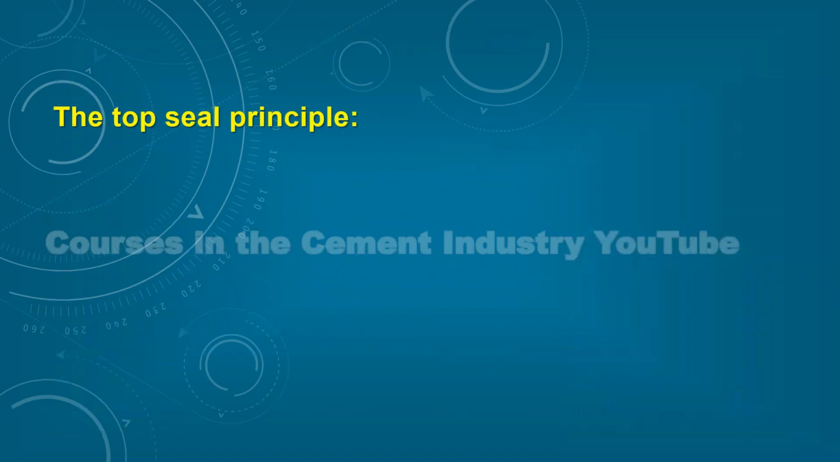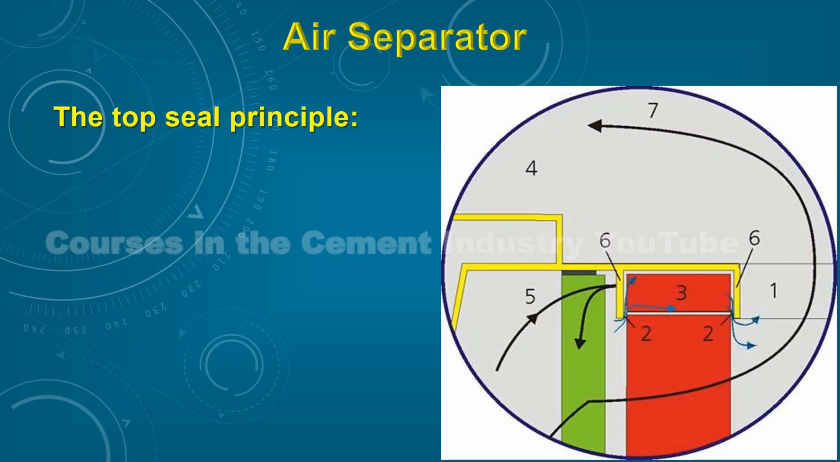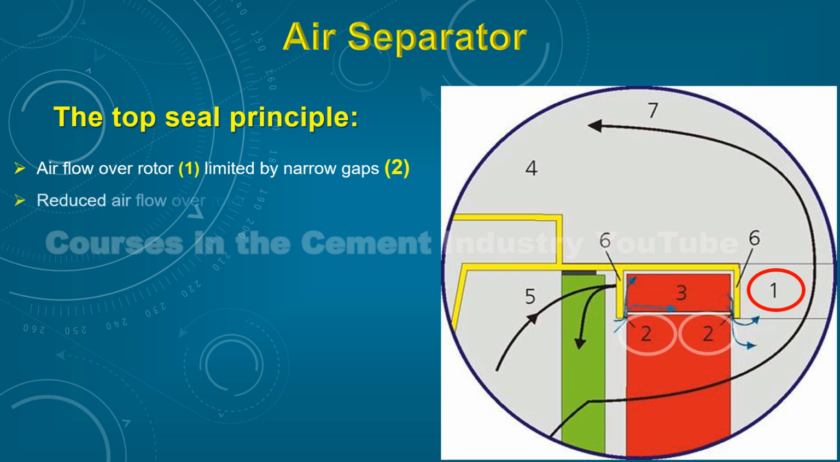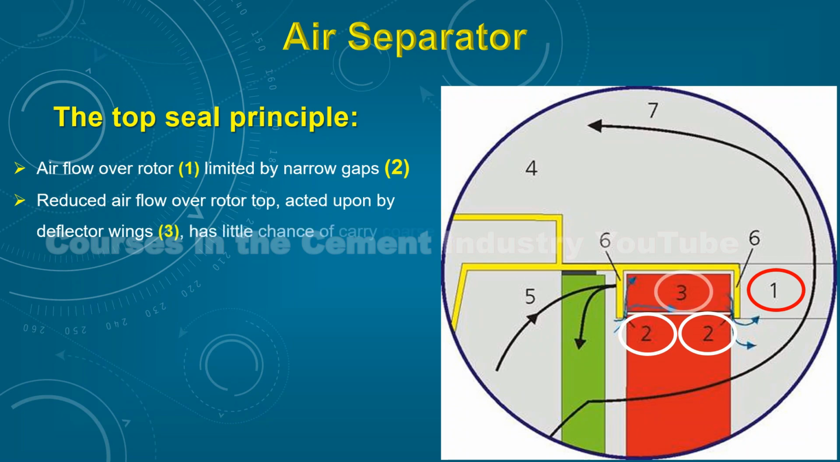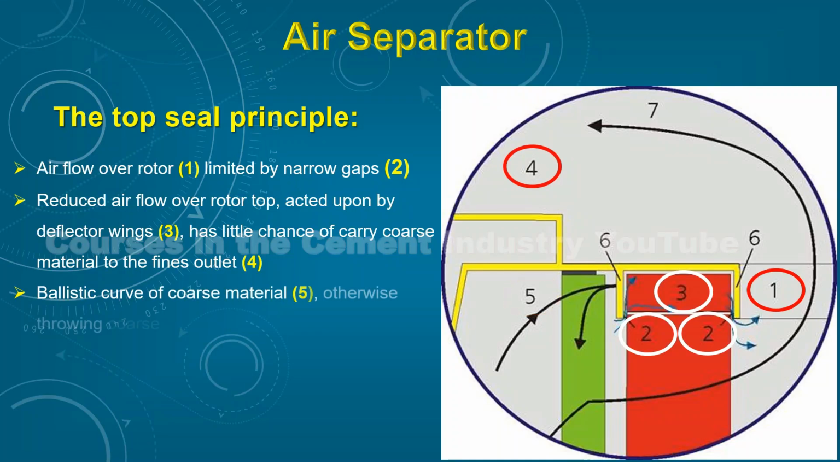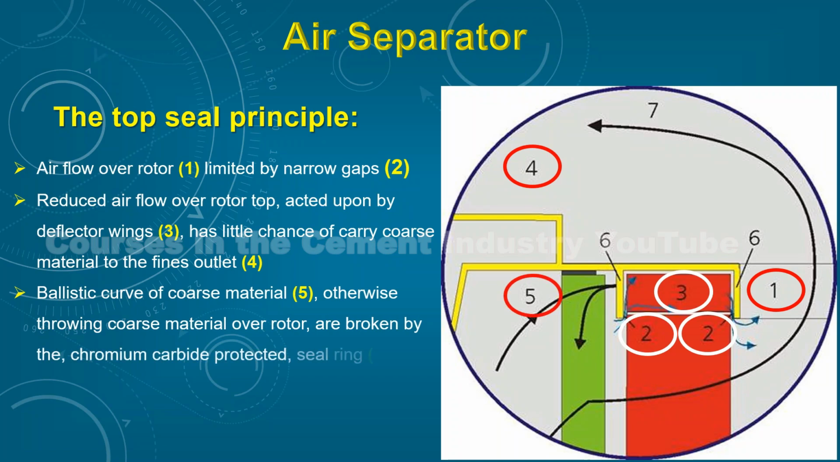The top seal principle for the air separator. 1. Airflow over the rotor, C.1, is limited by narrow gaps, C.2. 2. Reduced airflow over the rotor top, acted upon by deflector wings, C.3, has little chance of carrying coarse material to the fines outlet, C.4. 3. The ballistic curve of coarse material, C.5, otherwise throwing coarse material over the rotor, is broken by the chromium carbide protected seal ring, C.6.